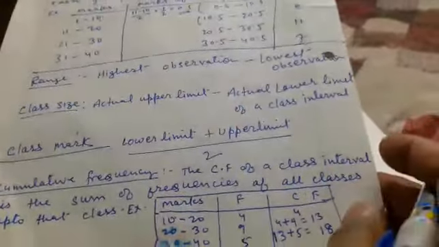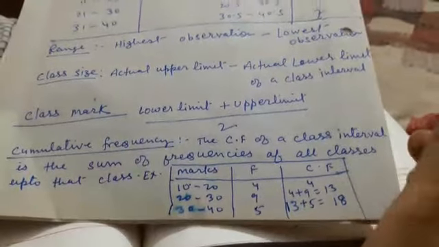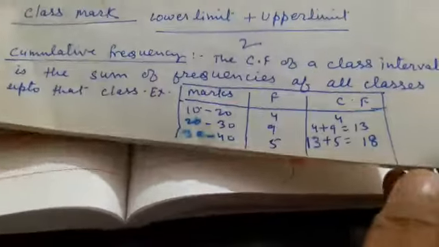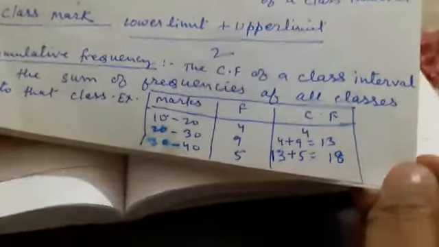Class mark is actually the mid value of that class, that group. How will you find out the class mark? Lower limit plus upper limit divided by 2, that is equal to class mark. Next we will see how we will find out the cumulative frequency.